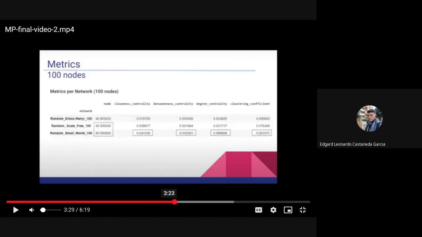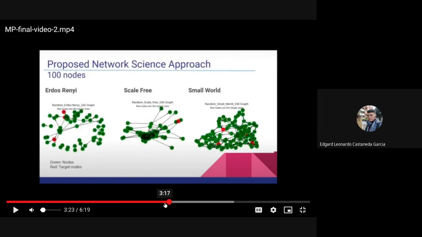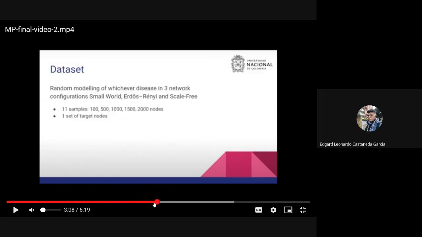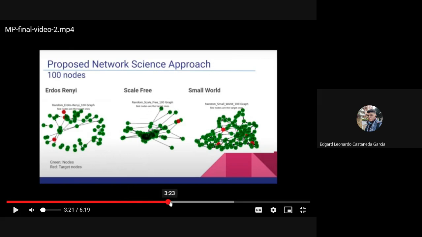can be very hard. The data sets, please, the back slide, so I can tell about the data sets before my partner continues. We have 11 samples of each of those networks. In the article, they use some real biological networks, but we didn't use them. We used these models: Small World, Erdos-Renyi, and Scale-Free, and the set of target nodes. Okay, so the next part, Luis can continue, please.